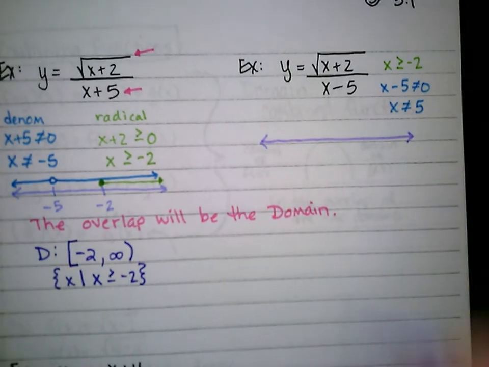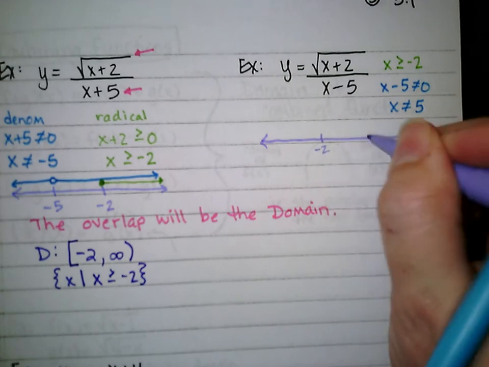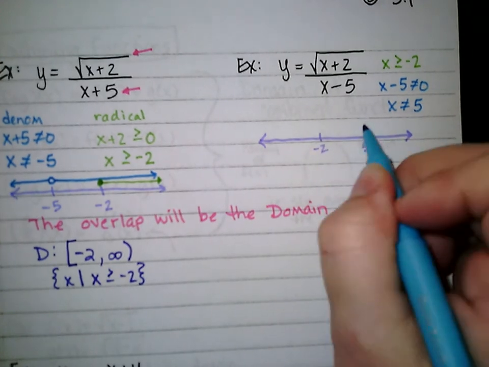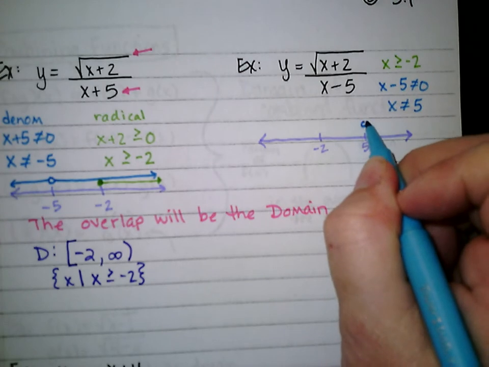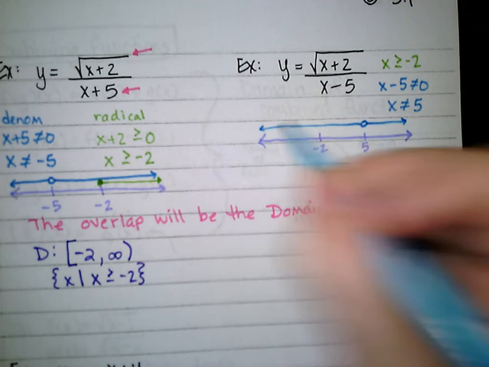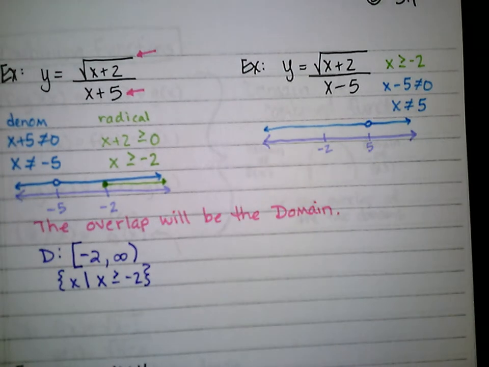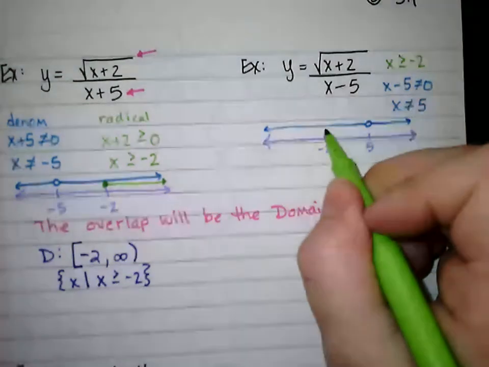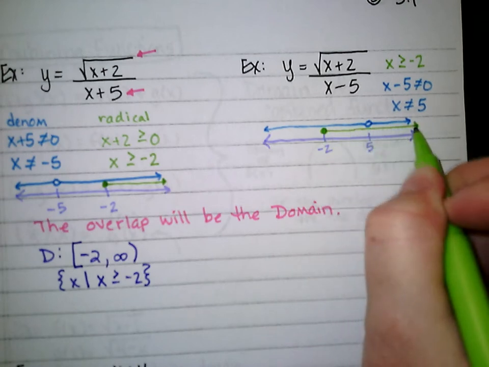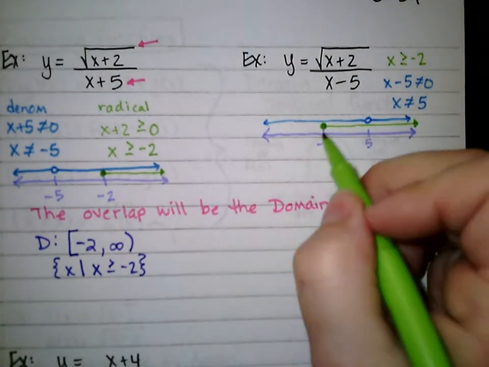So I guess we need now -2 and 5. X cannot equal 5 is going to, again, be an open circle at 5, but they can go anywhere else. And then greater than or equal to -2 goes at -2, and then to infinity like that.